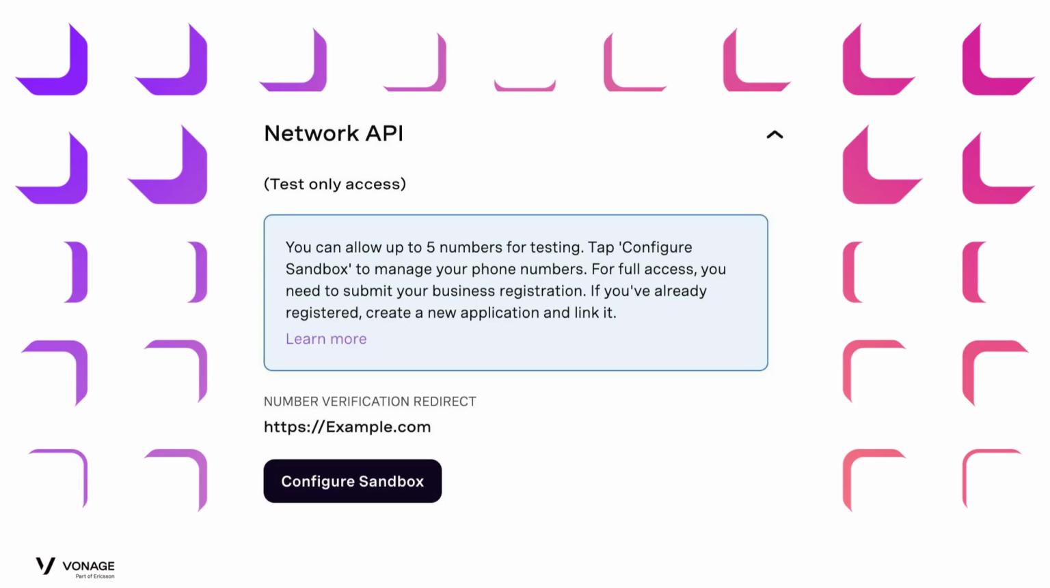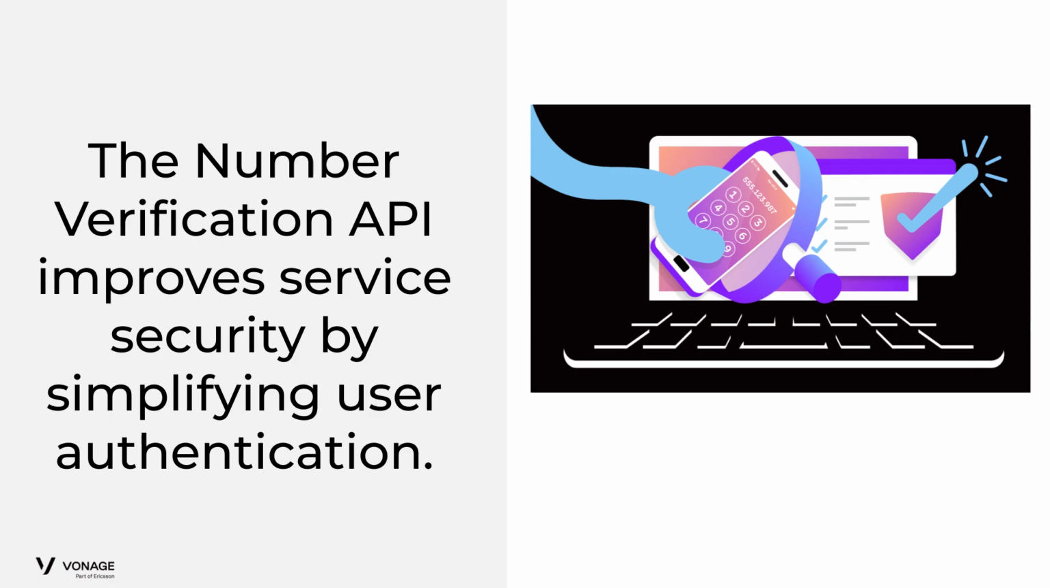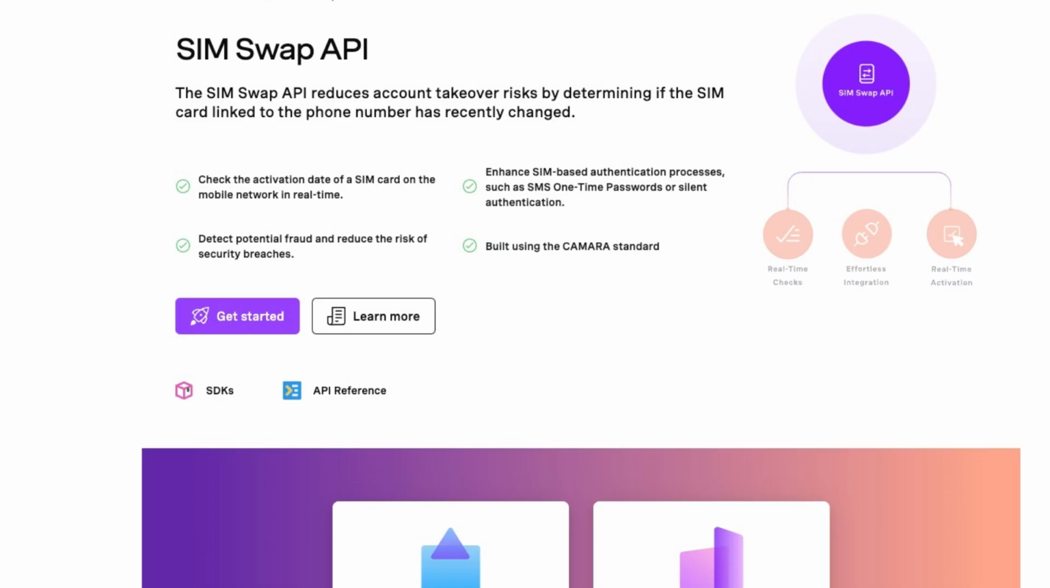The sandbox enables test-only access to a number of live CSP networks, allowing you to use up to 5 phone numbers, and only those numbers, for testing. Some examples of APIs you can use are the Number Verification API and the SIM Swap API.